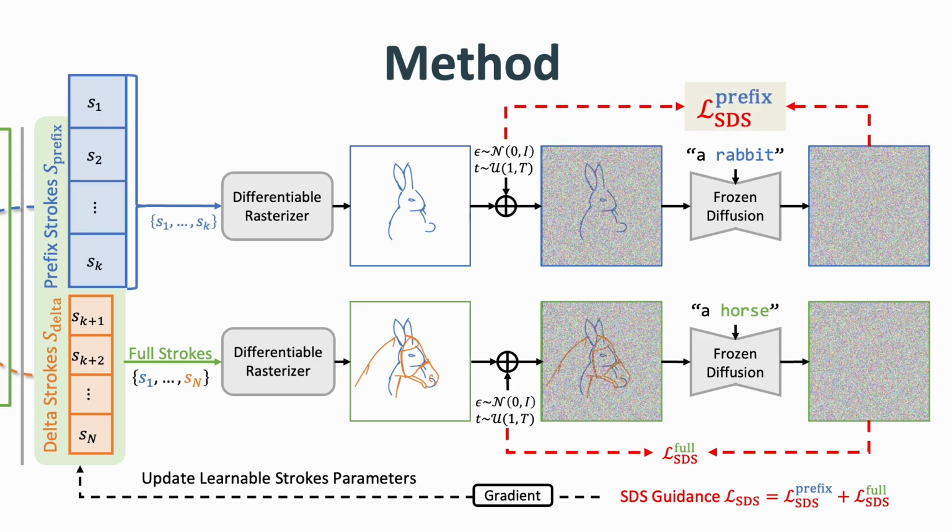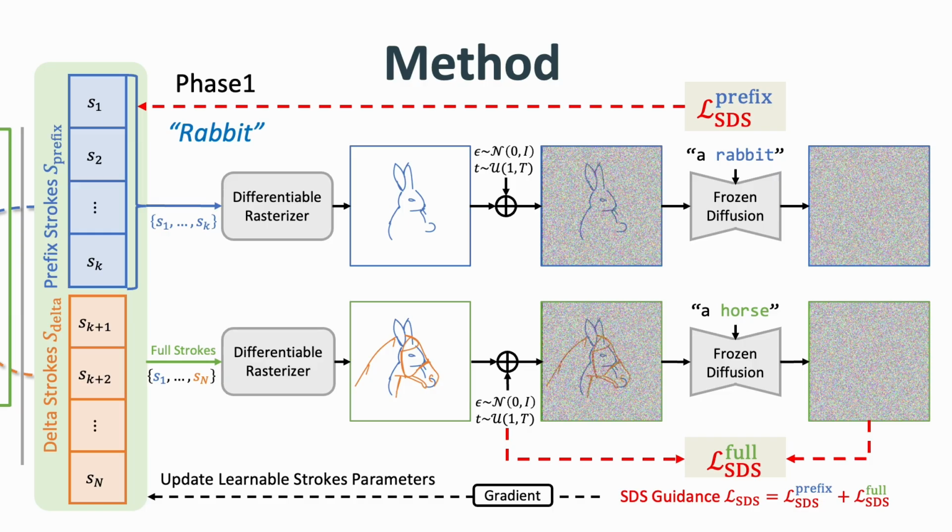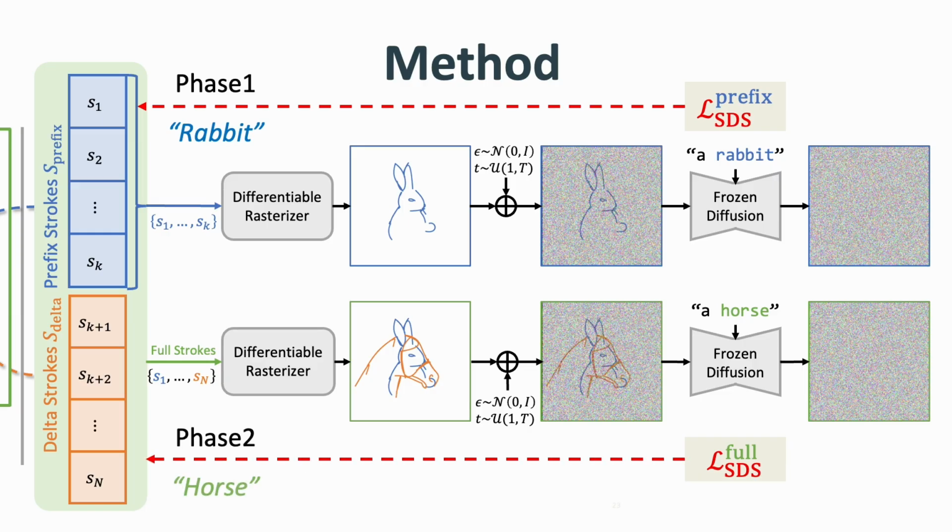And the key idea is that the prefix SDS encourages the first half of the strokes to be a rabbit. At the same time, the full SDS loss encourages the entire sketch to be a horse. In that way, our blue prefix strokes not only optimize for the rabbit stage, but also need to remain useful in the final horse drawing.